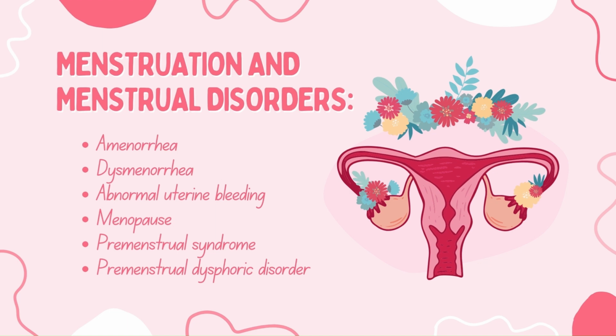Marked affective lability, which basically means mood swings, feeling suddenly sad or tearful, increased sensitivity to rejection, marked irritability or anger, or increased interpersonal conflicts is a representation of that. Markedly depressed mood, feelings of hopelessness or self-deprecation. And then the fourth symptom here is marked anxiety, tension, or feelings of being on edge. So that was category 1 of symptoms. The patient needs to have at least one of those to have premenstrual dysphoric disorder.